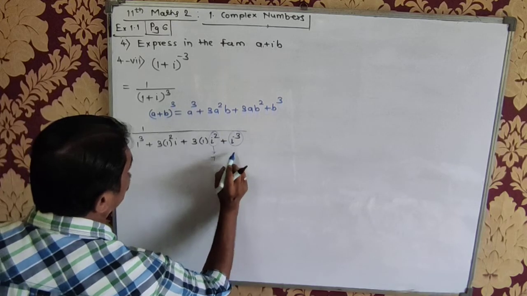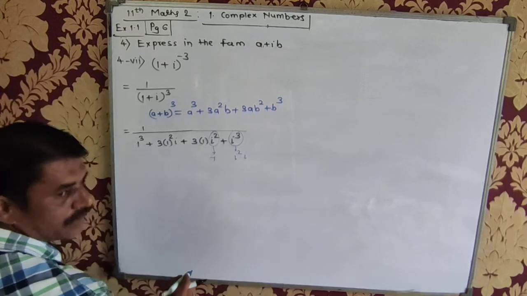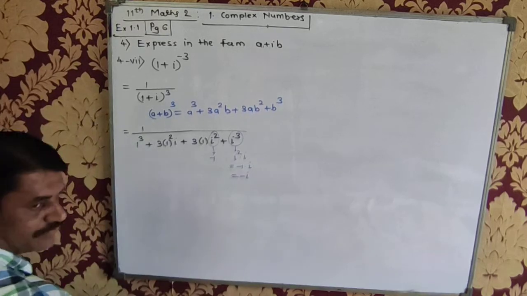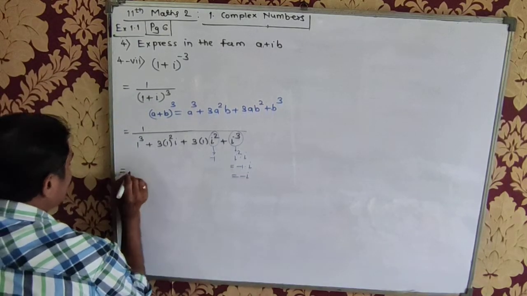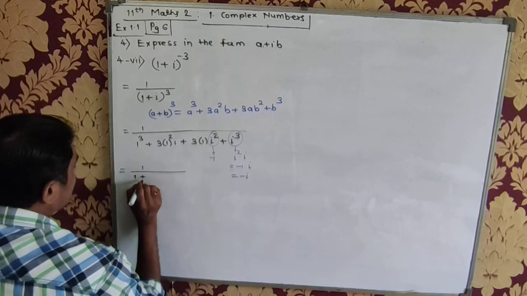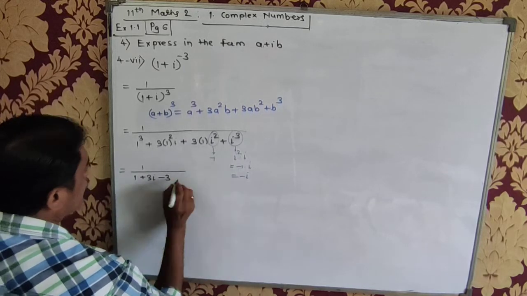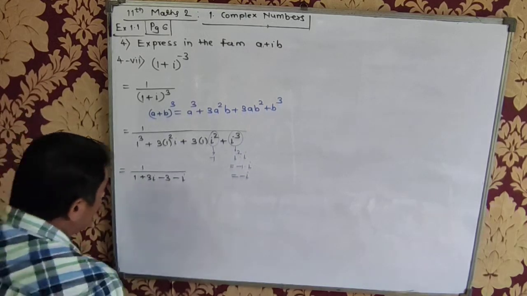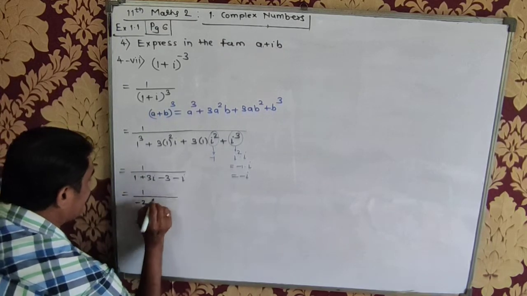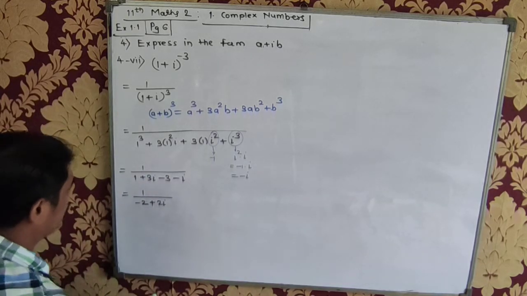i cube is i square into i, meaning minus 1 into i, meaning minus i. Okay? Okay. So what do you get there? This is 1 upon 1 cube is 1. 1 square is 1, so this is plus 3i. This is minus 3. And this is minus i. Is that okay? Yes. So what do you get there? This will become 1 upon 1 minus 3 is minus 2, 3i minus i is plus 2i, plus 2. Okay? Can I rationalize this?